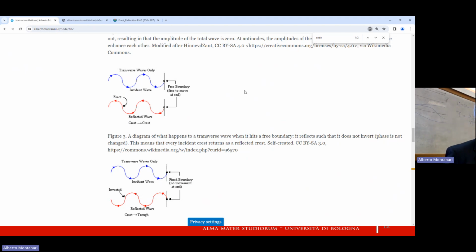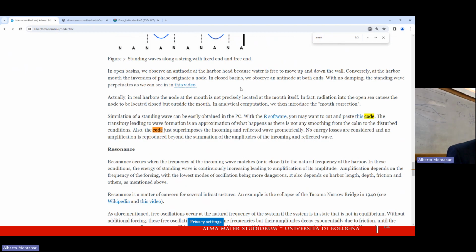It's here. It's in the page code. With our software, you may want to cut and paste this code.